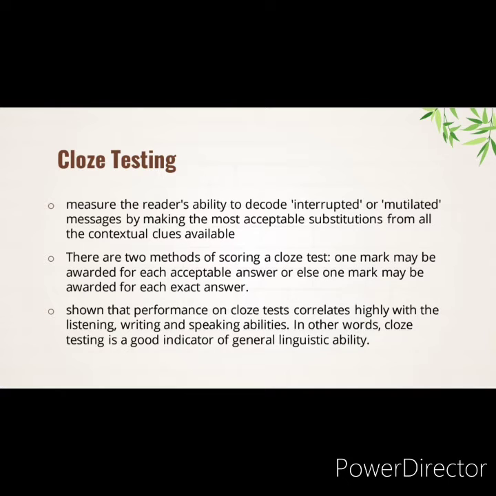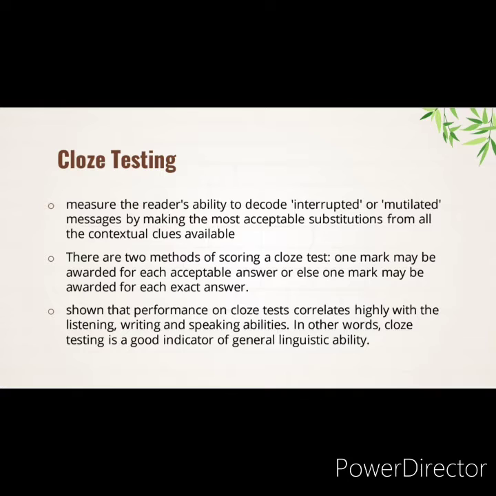Every ninth word is deleted in a text. It's usually every fifth, sixth, or seventh word, and students have to complete each gap in the text using the most appropriate word. There are actually two methods of scoring a cloze test. One mark may be awarded for each acceptable answer, or else one mark may be awarded for each exact answer.